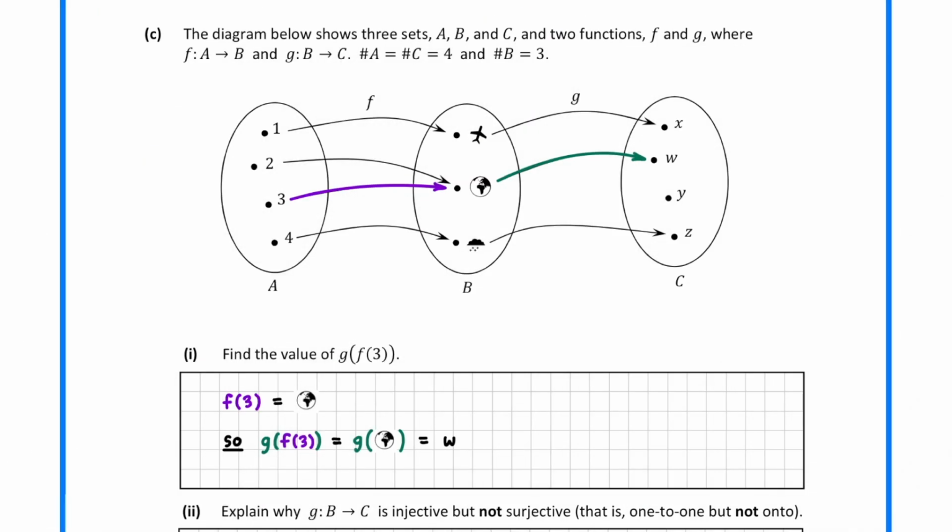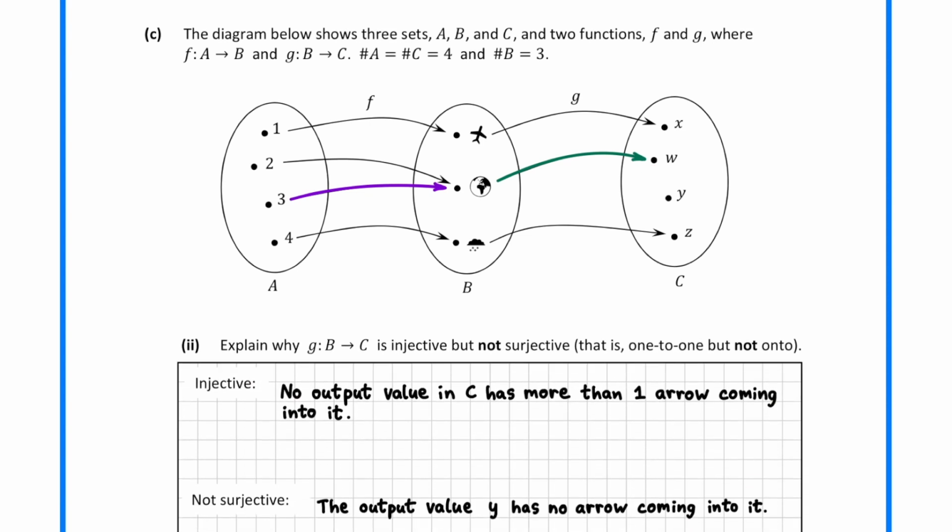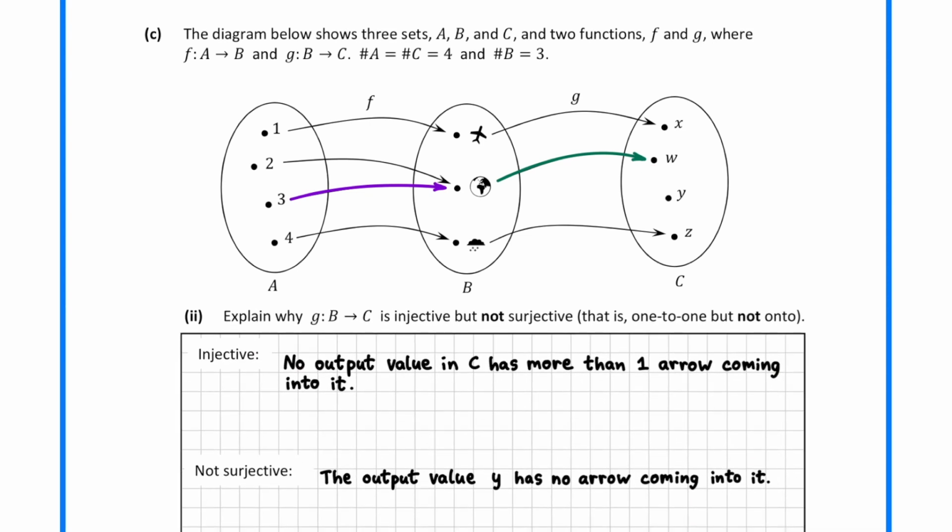Part C involves functions. In part 1, we must apply f and then g to an input value of 3. f maps 3 to the icon of the world, and then g maps the icon of the world to w, so that's our answer. To solve part 2, we must show that g is injective but not surjective.